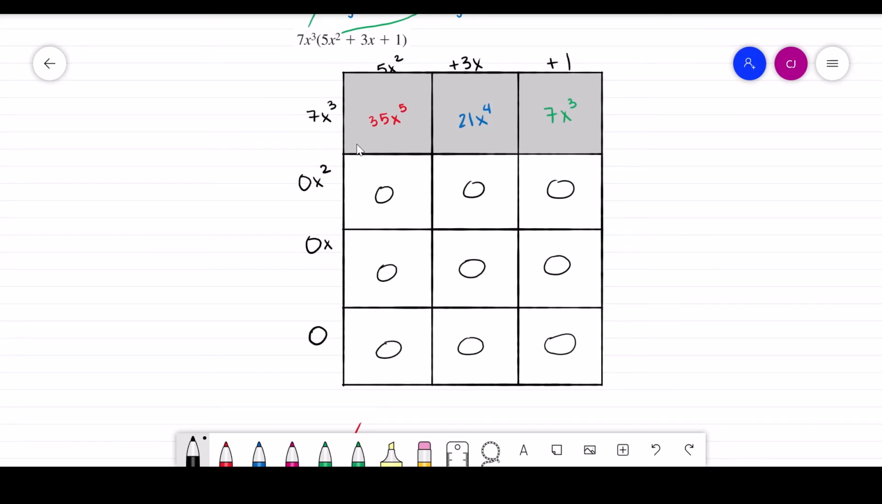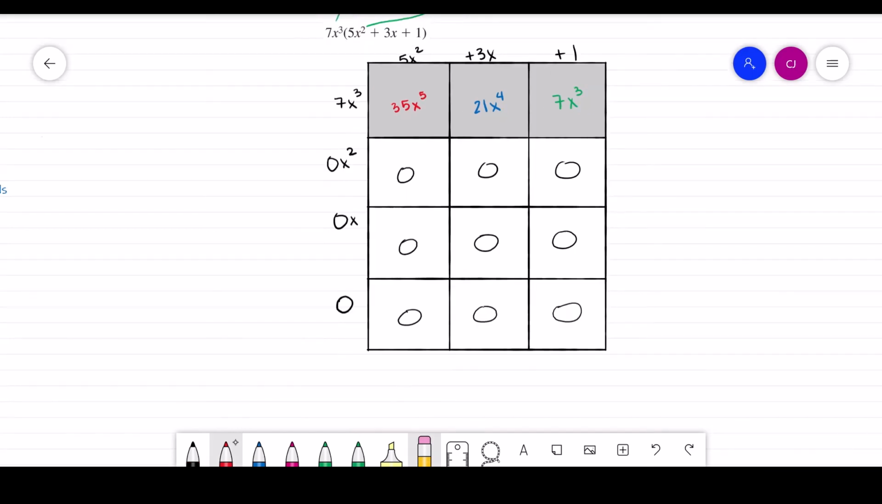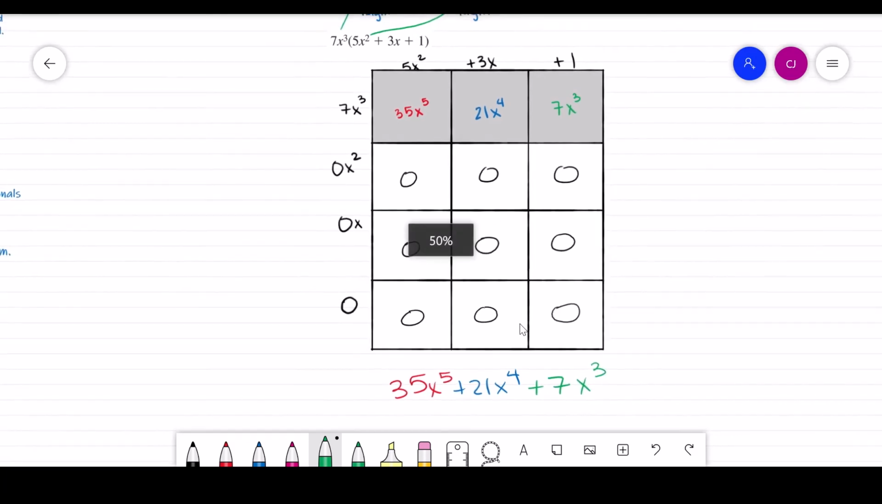We're just going to write our answer in standard form, which is going to be 35x to the fifth power plus 21x to the fourth power plus 7x to the third power. And there you have it.